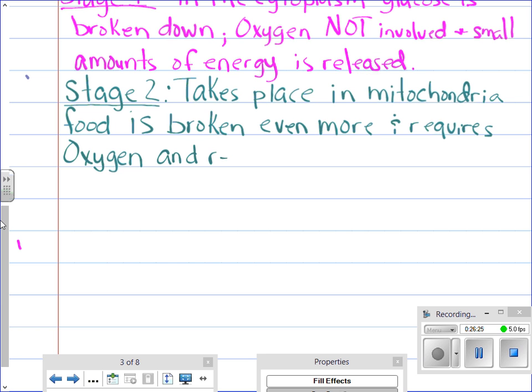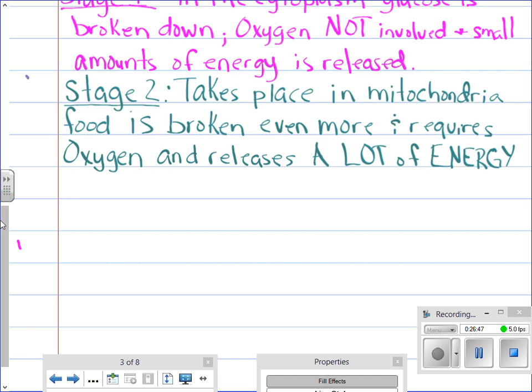And releases a lot of energy. A lot should be 2 words, a lot of energy. This is all happening in your body right now if you ate breakfast. What else do you think is released during this? What else do we release in this process?